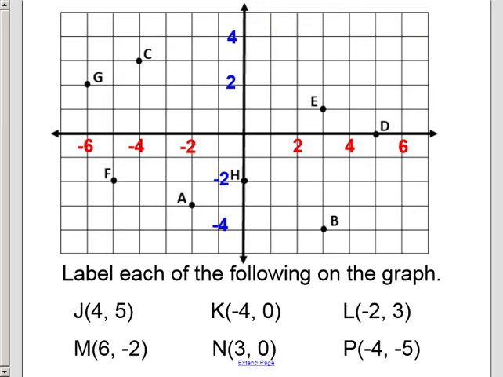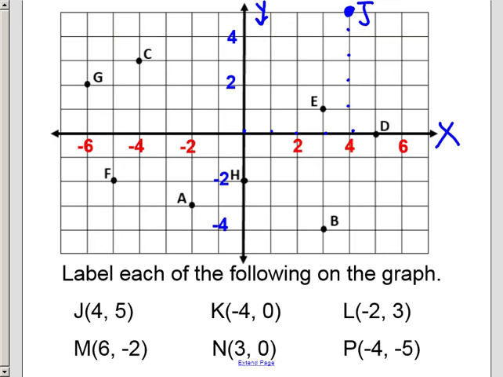Now, let's do the opposite and try to graph some points. If I'm going to try to graph some points, I want to put point J at 4, 5. So from the origin, I'm going to count forward 4 and then up 5. Forward because the 4 was a positive and up because the 5 is a positive. And remember, again, I always do my x-axis first and then my y-axis. So forward 1, 2, 3, 4, and then up 5. 1, 2, 3, 4, 5. Right here is going to be point J.